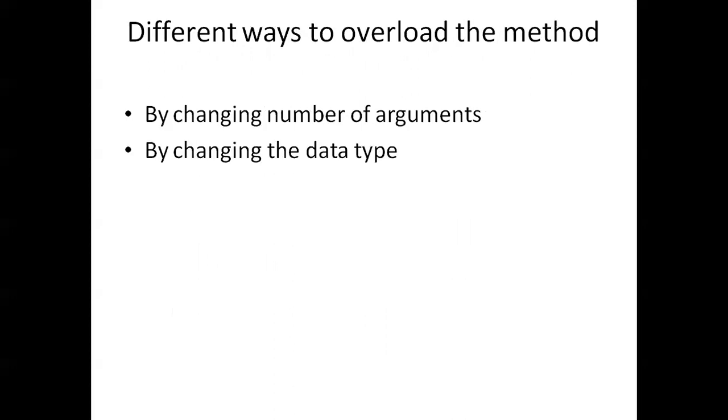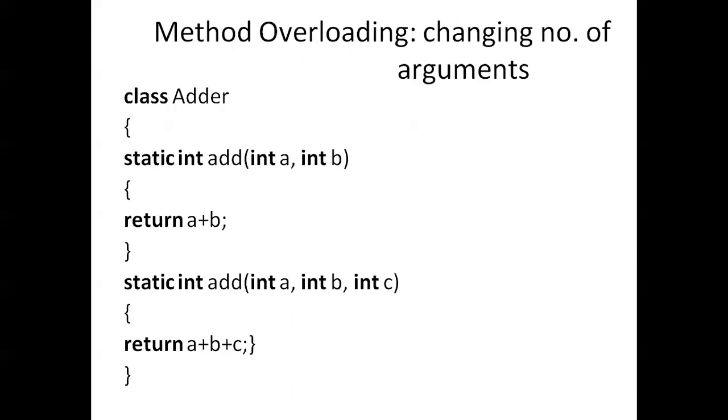Before you see the advantage of method overloading, consider the two different ways to overload a method in Java. One is by changing the number of arguments, and another one is by changing the data type. Let me consider the first type, that is changing the number of arguments. Method overloading can be done by changing the number of arguments.